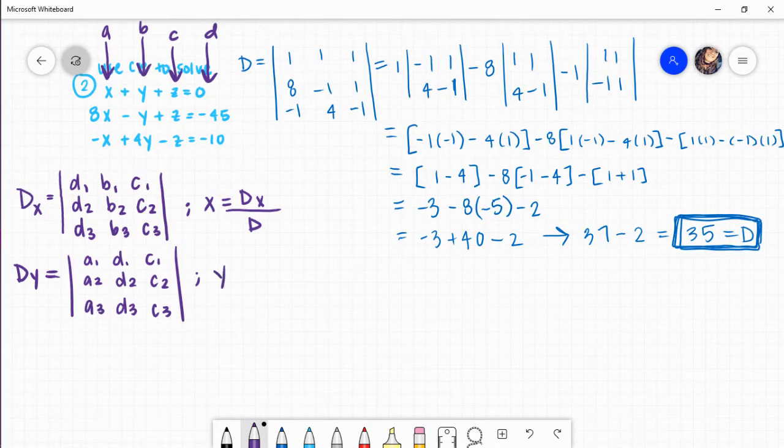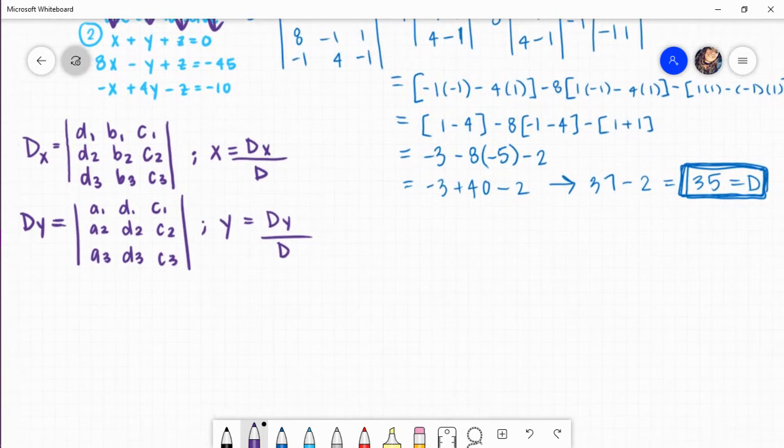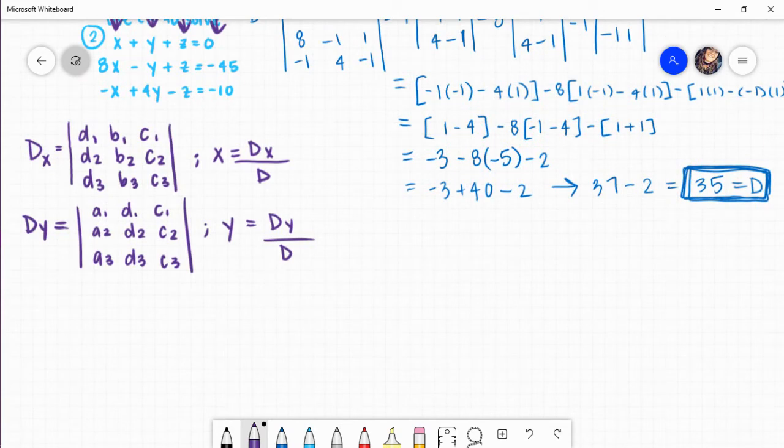My actual y is going to come from taking what I find with my d sub y and dividing it by my determinant, which we just found, which is 35. The numerical value I get there is going to be the answer to my y variable. Now let's do d sub z. The way we're going to find this is a, b, d.